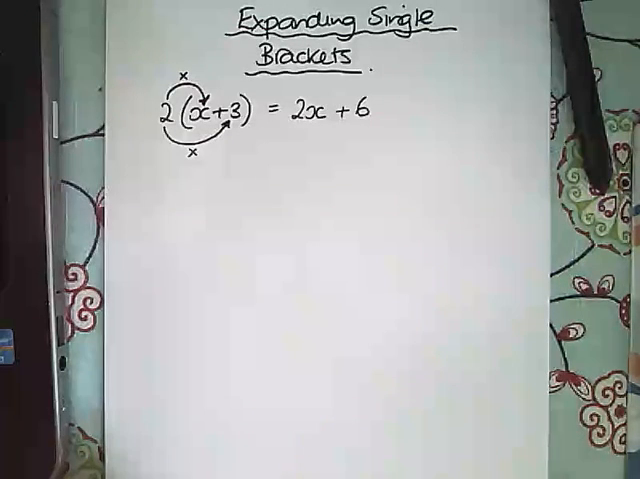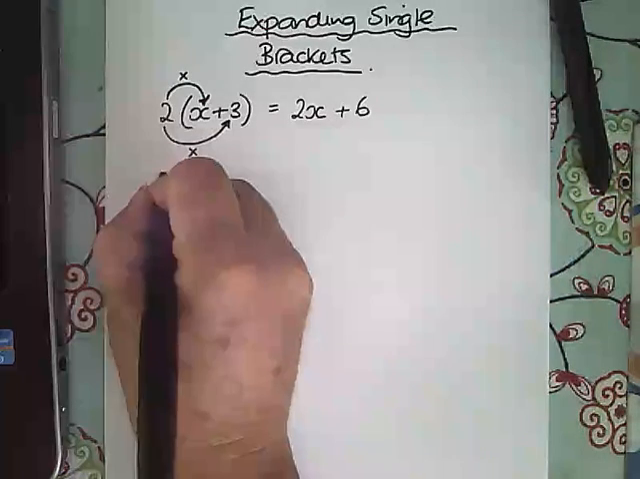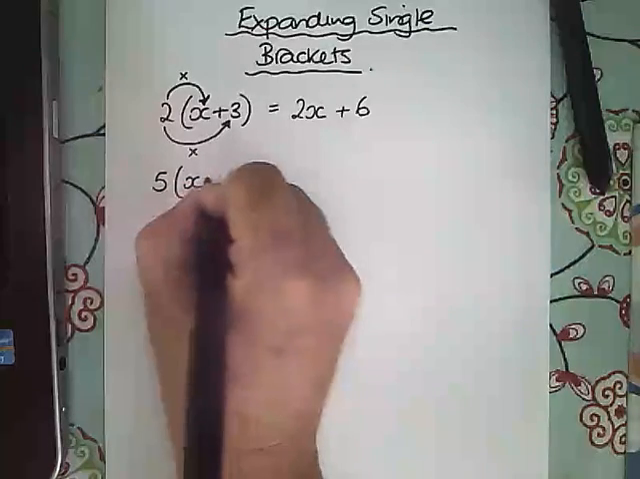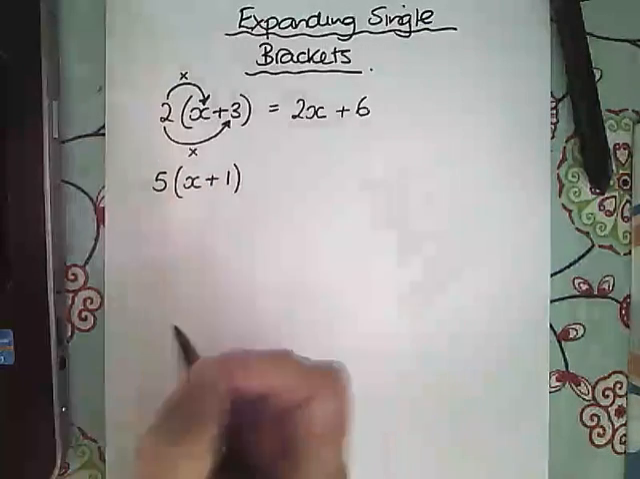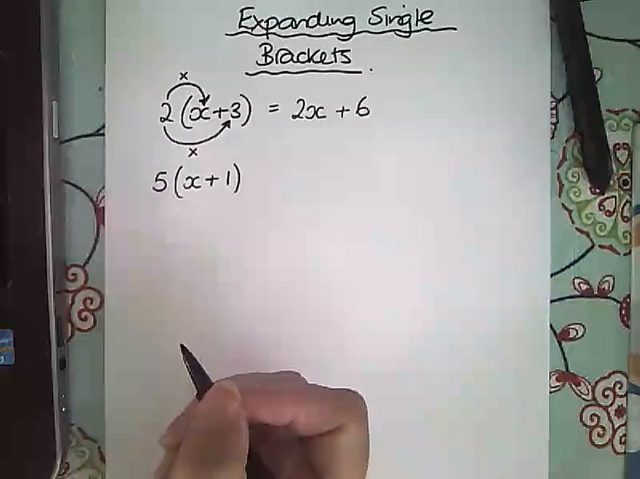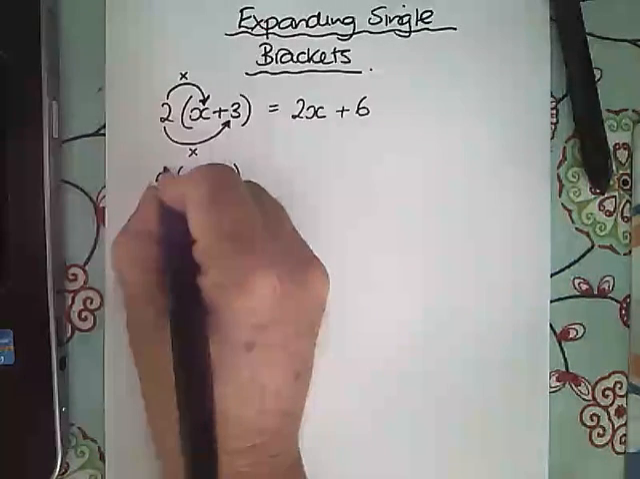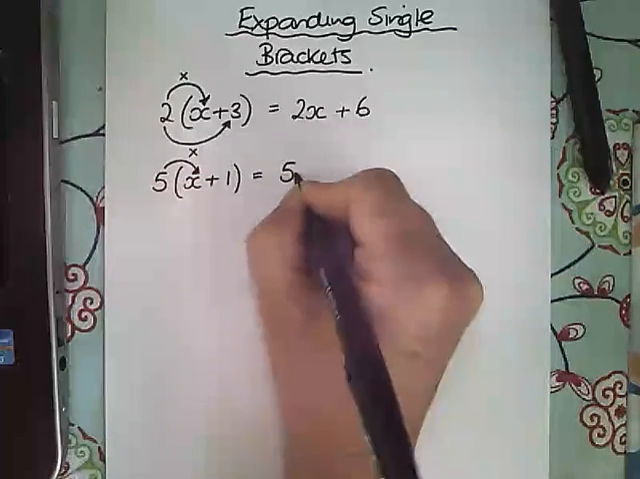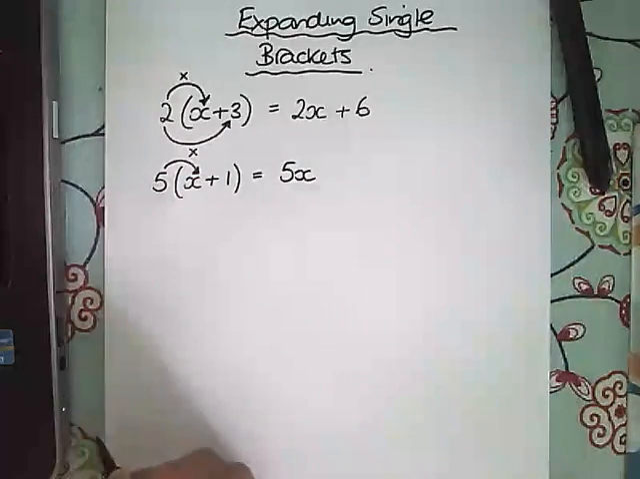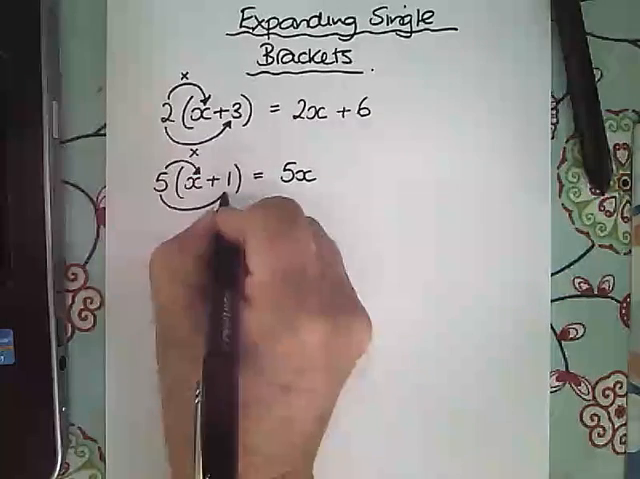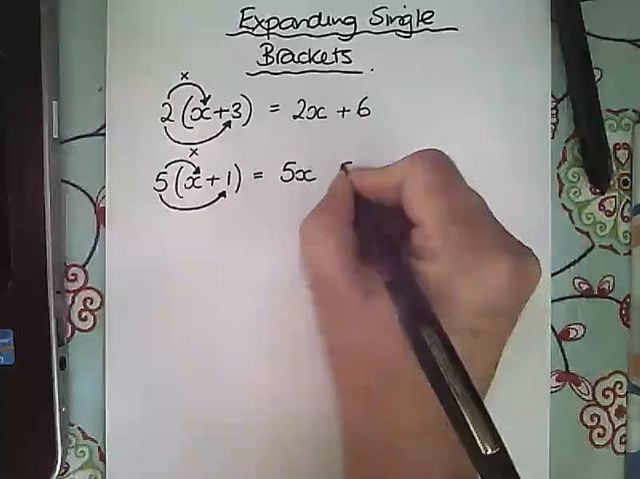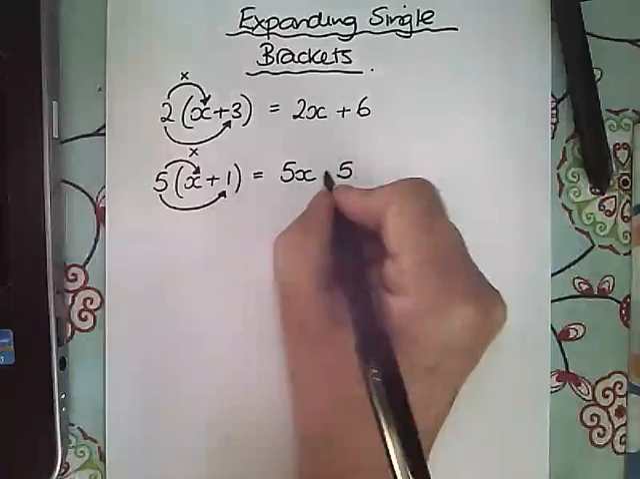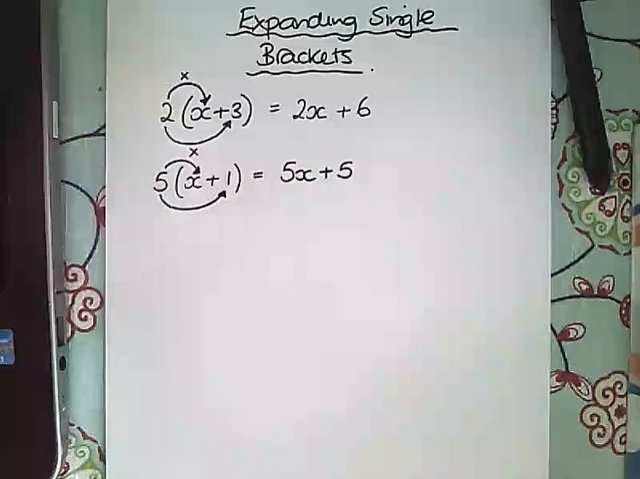It doesn't change if you have a negative sign. So if I had this, I would still draw my arrows in and multiply along the arrows. We're always multiplying along the arrows. So 5 times x is 5x, and then 5 times 1 is 5, and the sign in between there was a plus, so we put a plus in.